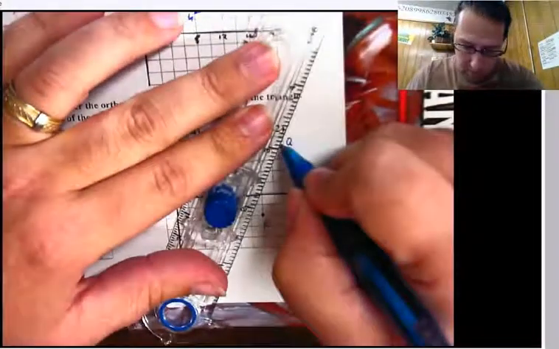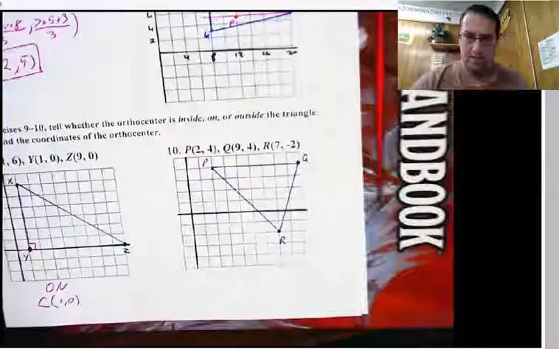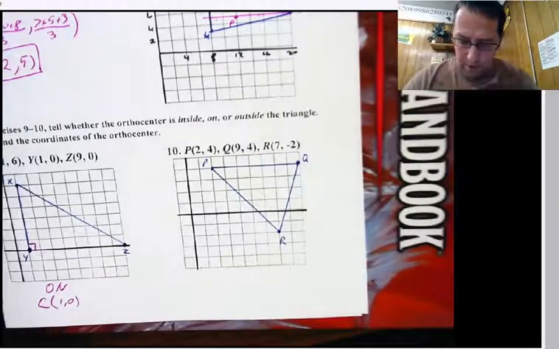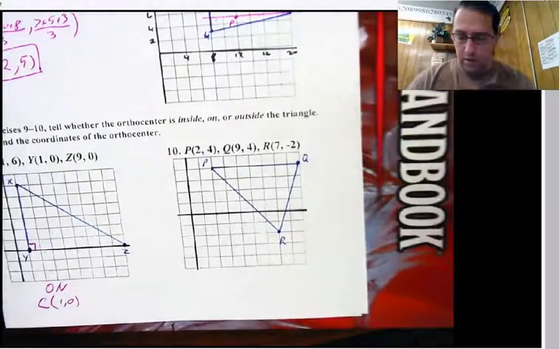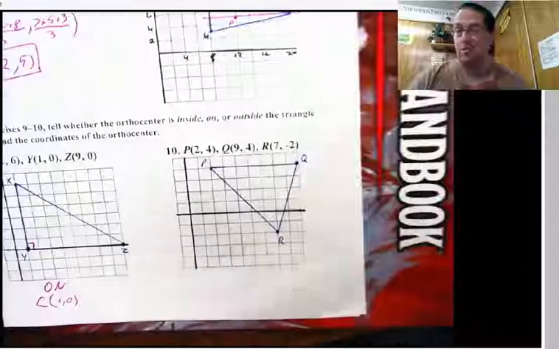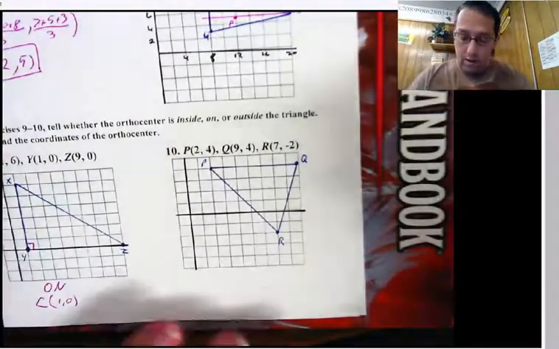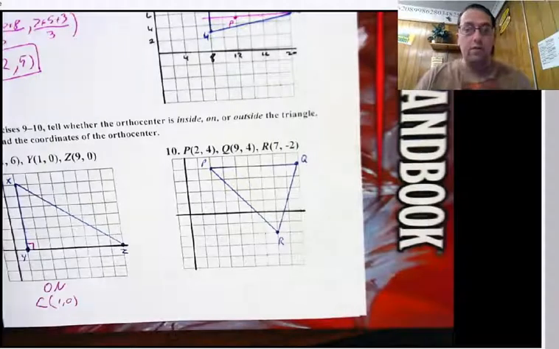So hopefully this will be a right triangle. That'll make it easy again. But looking at this, it's not going to be a right triangle. So we're going to have to actually do some work on this, which is annoying, but that's okay. Now, first off, it's not going to be on the triangle because it's not a right triangle.